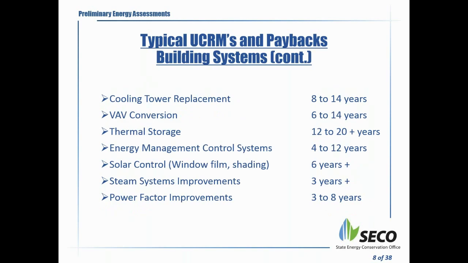Continuing with the typical UCRMs, utility cost reduction measures: cooling towers, if you have upgrades to higher efficiency cooling towers, 8 to 14 years. Conversion to VAV, variable air volume systems, 6 to 14 years. Thermal storage systems could be anywhere from 12 to 20+ years. Similarly, controls, solar control, window film shading, steam system improvements, and power factor improvements all have a range of payback. So some may be on the low end, some may be on the higher end.